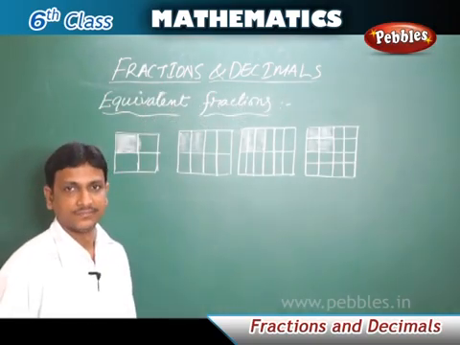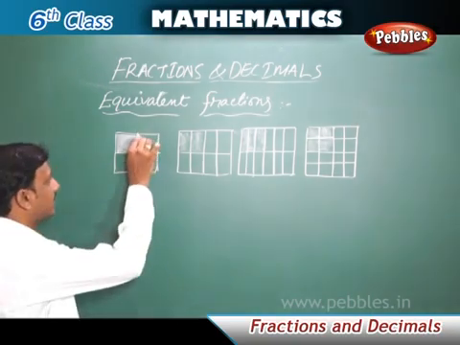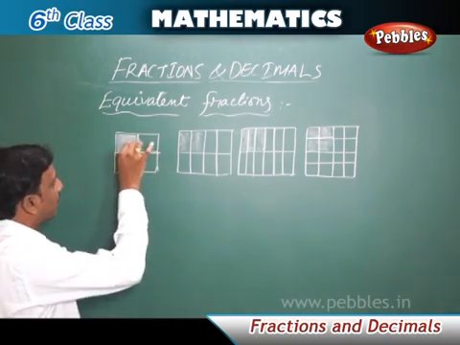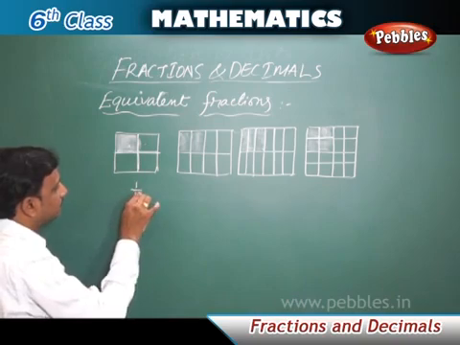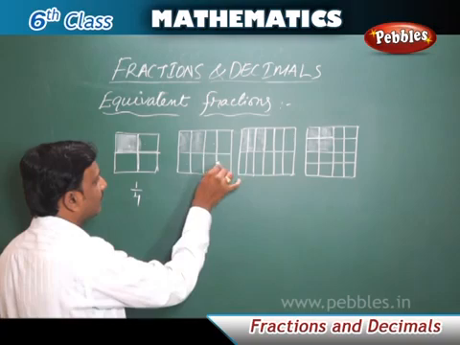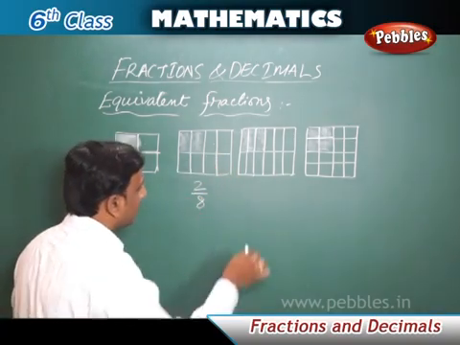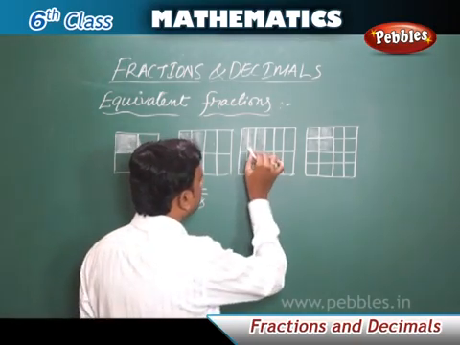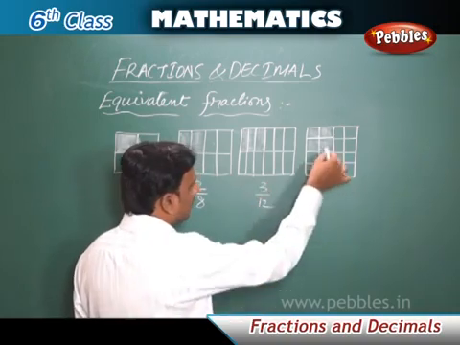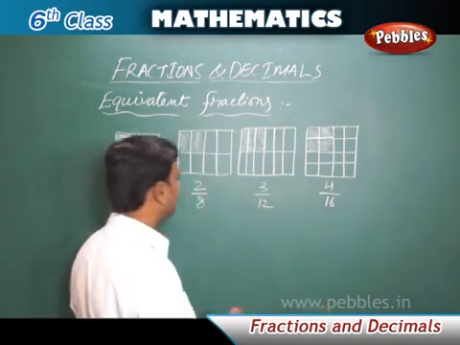Equivalent fractions. Here are the representations of some fractions. Let us see the first one. Here is a picture representing a fraction 1 by 4, 1/4, and here is a fraction with total 8, 2/8, and here is a fraction with total number of cells 12, 3/12, and here is a fraction with total cells 16, 4/16.